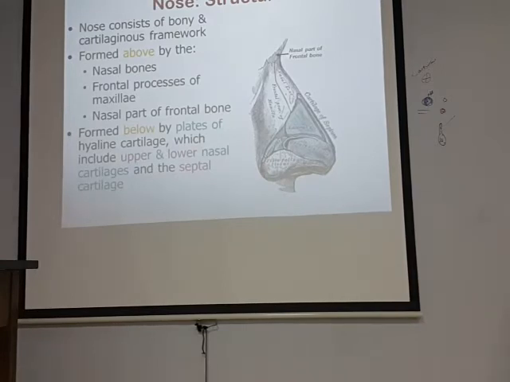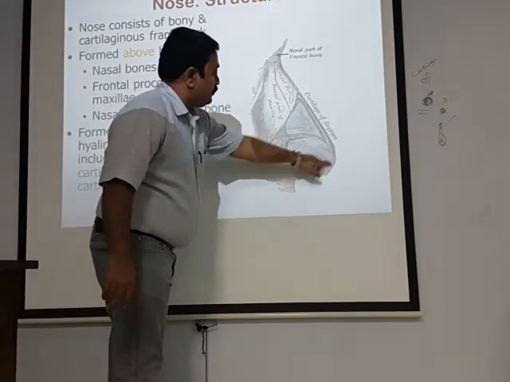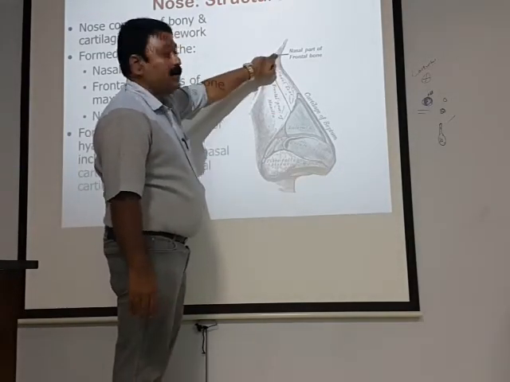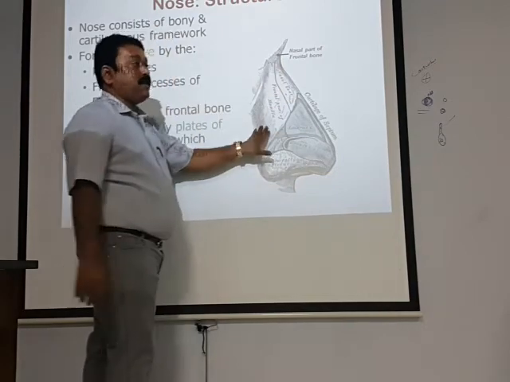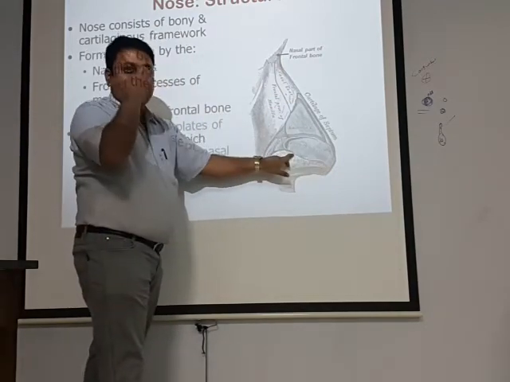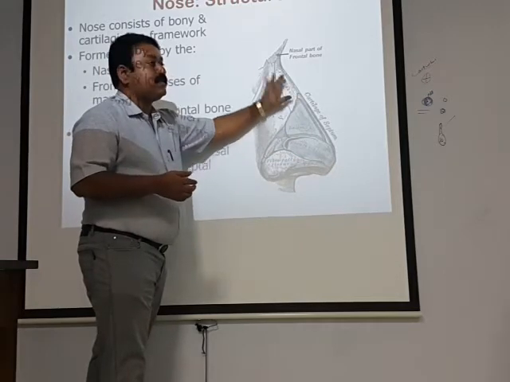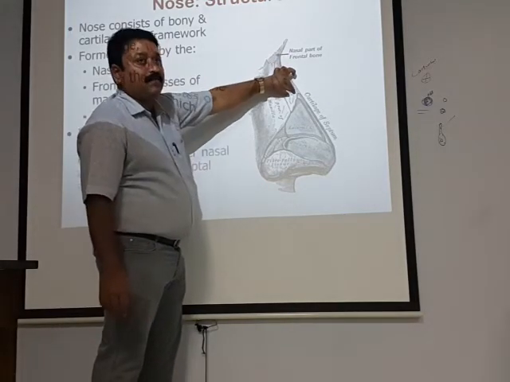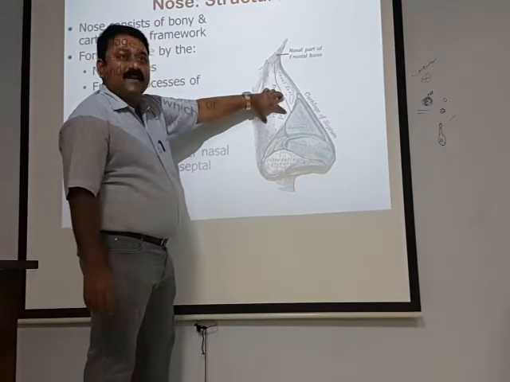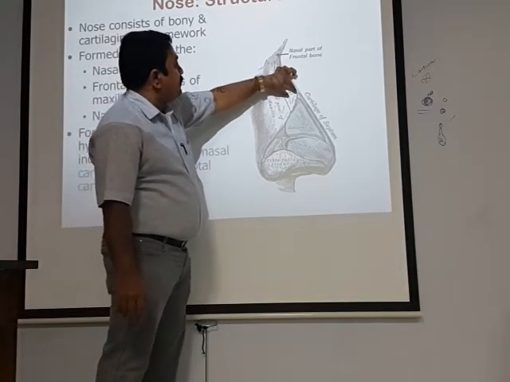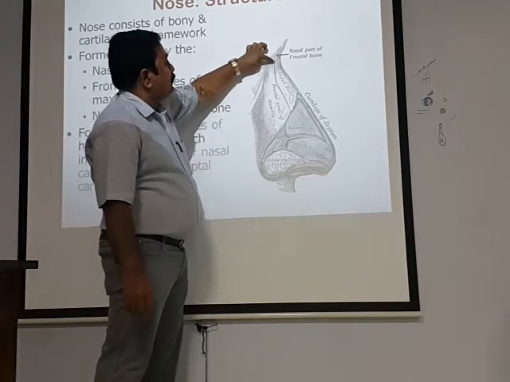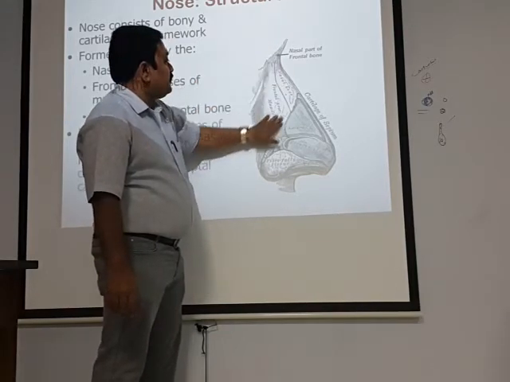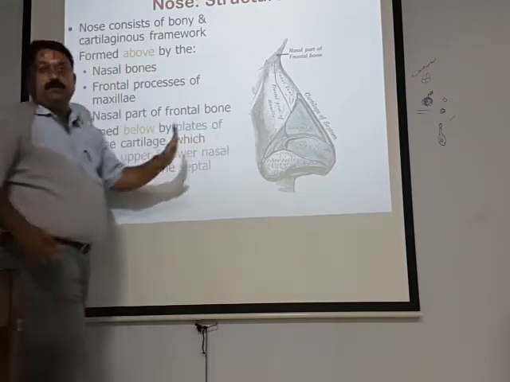About the structure of the nose: the nose consists of a bony and a cartilaginous framework. This is the nostril, and the root of the nose here. This is the cartilaginous part, and posterior to this is the bony part. It is formed above by the nasal bones, and this is part of the maxilla. This is the frontal bone. These bones form the bony part of the nose.